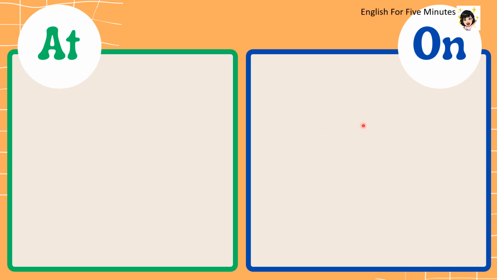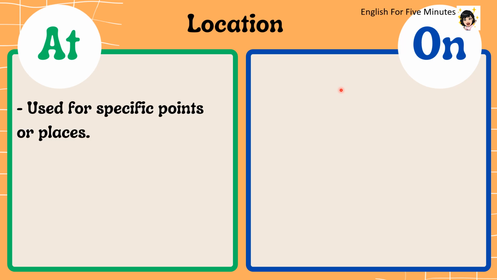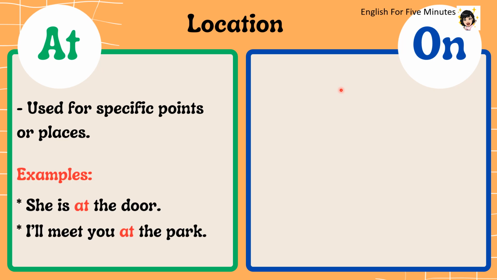Now, let's learn how to use them for location. Preposition at is used for specific points or places. Examples: she is at the door. I'll meet you at the park.